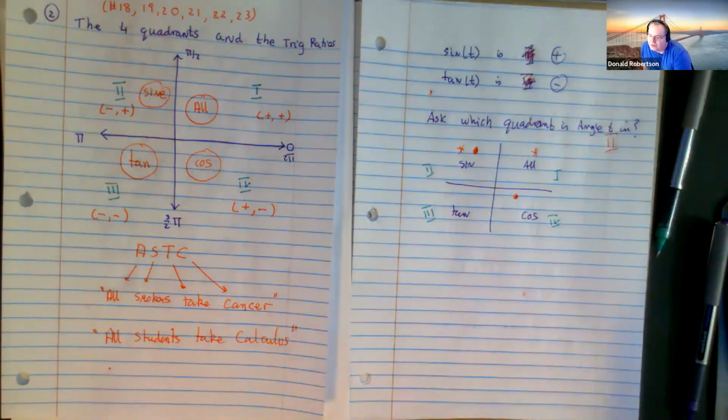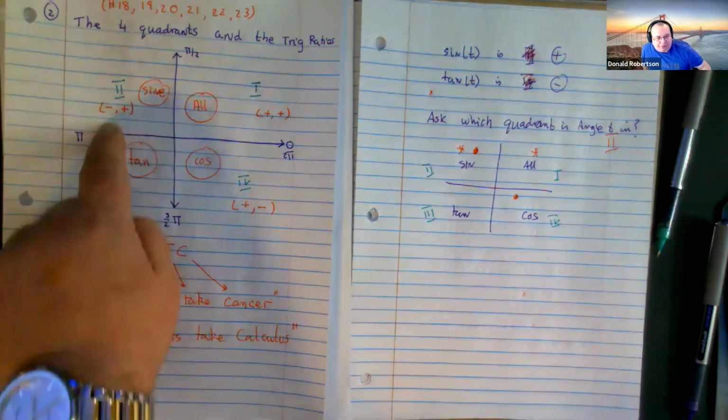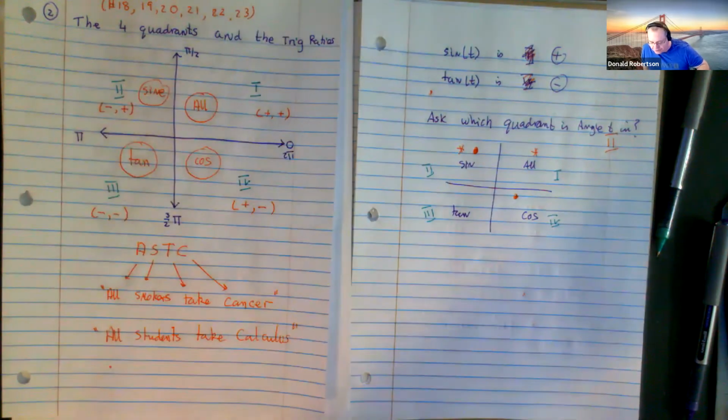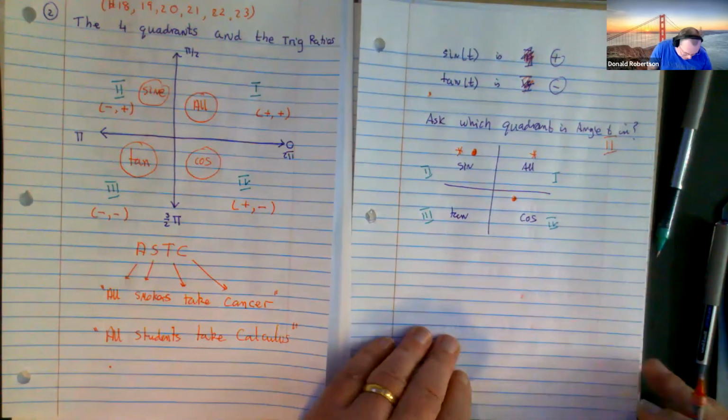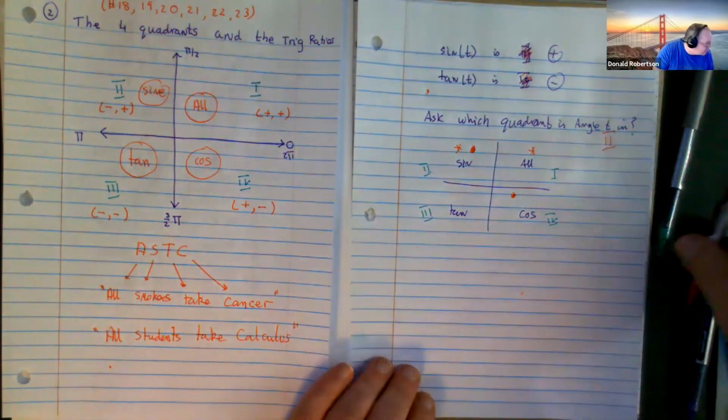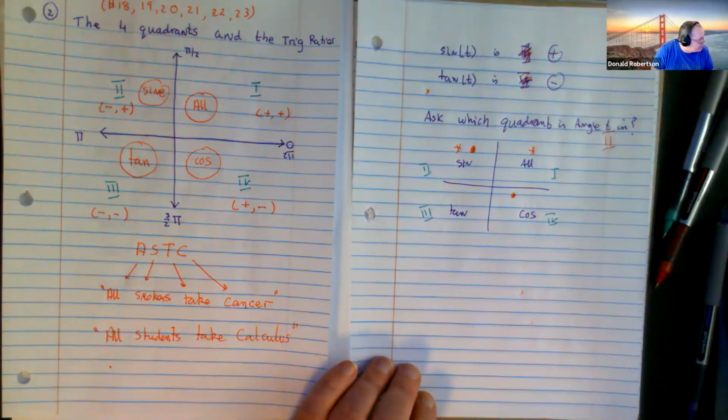Does that make sense how we figured that out from the information that was given, right? So if I tell you any two of the 6 trig functions, you should be able to figure out which quadrant it's in.